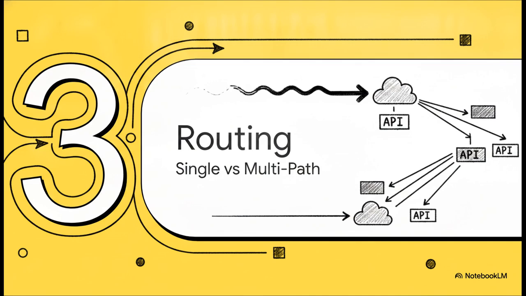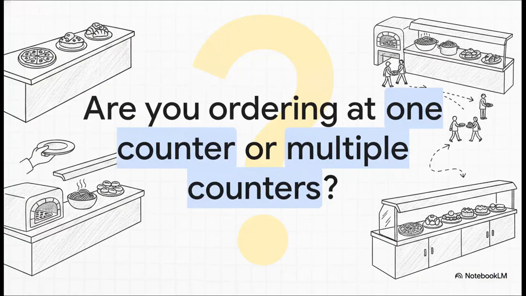Okay, section 3. Now let's explore how we actually ask the server for what we want using routing paths. We'll look at single path versus multipath APIs. Imagine you're at a massive hotel restaurant buffet. Do you request all your food, you know, the pizza, the pasta, the pastries from a single counter all at once? Or do you have to physically walk to separate stations, asking the pizza guy for a slice, and then walking all the way across the room to the pasta station?